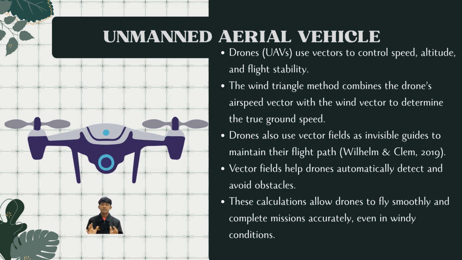For example, if the drone detects an obstacle such as a building or tower, it can automatically adjust its direction vector to move around the obstacle safely. According to research by Wilhelm and Kram, vector field navigation allows drones to perform complex tasks such as autonomous delivery and also search and rescue operations. Therefore, vector mathematics plays a very important role in enabling drones to fly accurately, safely, and efficiently, even in challenging environmental conditions.